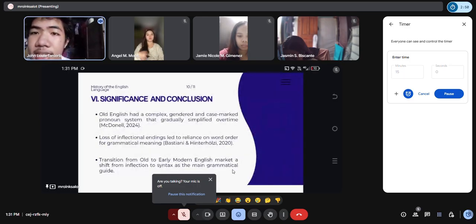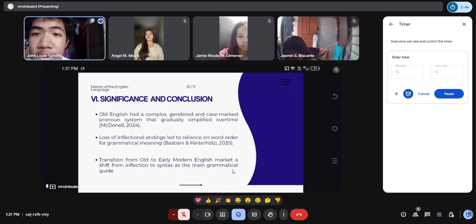And for significance and conclusion, Old English had a complex gendered and case-marked pronoun system that gradually simplified over time. The starting point for English was incredibly complex. Old English used pronouns that were highly inflected for case, number, and gender. For instance, nouns and pronouns were marked for masculine, feminine, and neuter grammatical genders, distinctions we've completely lost today. The early modern English period saw the breakdown of this complexity, moving us toward the simplified system we use today.